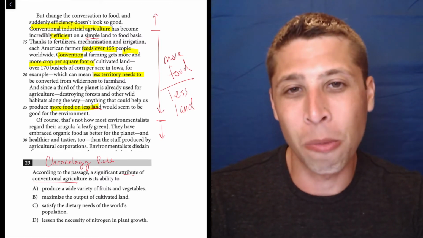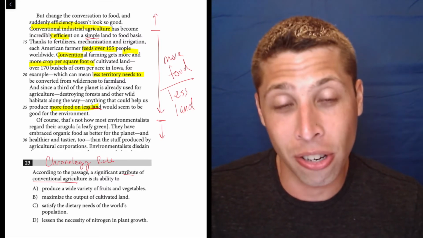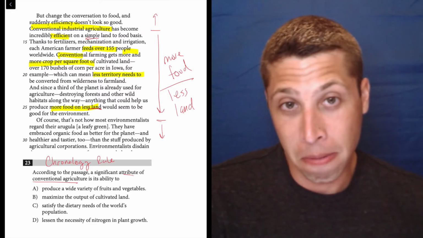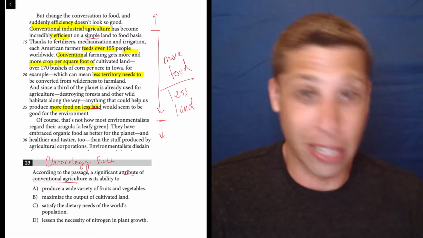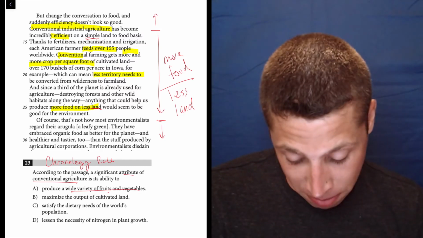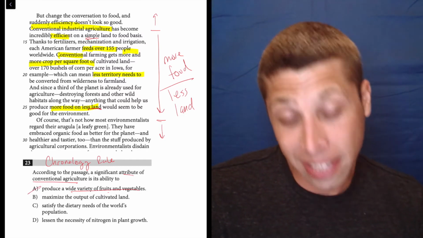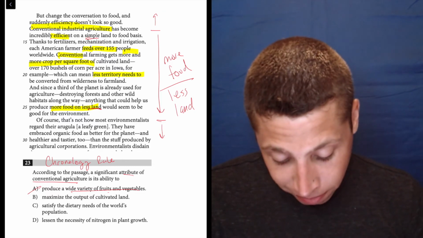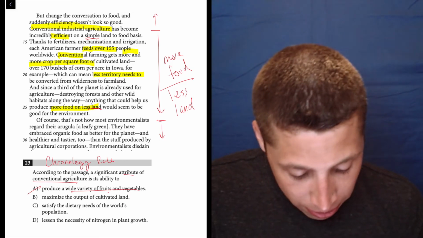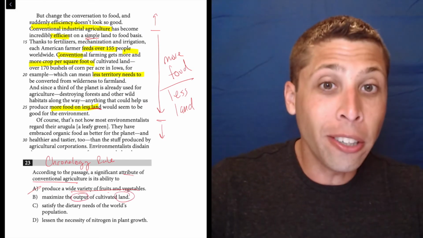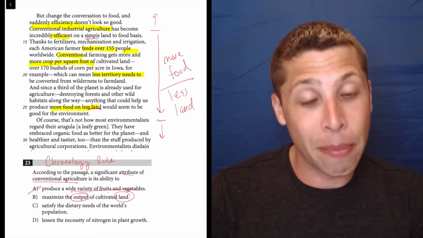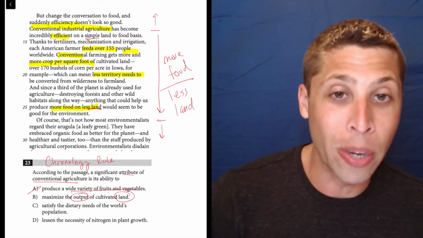So now we go to the choices and see if there is anything that matches our expectations of what this answer is going to be. Does it produce a wide variety of fruits and vegetables? I'm sure it does, but I don't care because it doesn't talk about that in these lines. It talks about corn, but that's all I really get from this. B, it maximizes the output of cultivated land. The words are different, but land output, we're clearly talking about how much food we get. So that seems pretty good. It's not a dead-on match, but it's pretty close to what we guessed it would be.